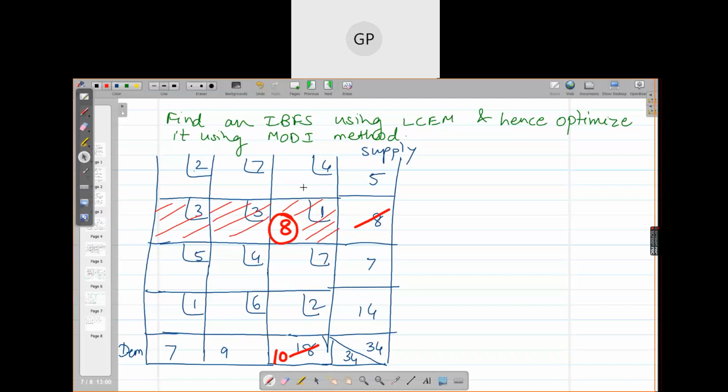Yes. Next, can you tell me the least cost? 1. So here I am putting 7 units, as 7 are required and supply is 14. So still there are 7 units available, but the demand is satisfied, fulfilled, and therefore no more demand at this destination. Next least cost.